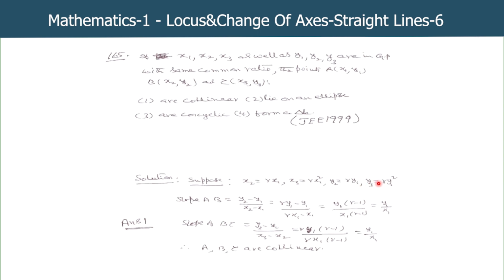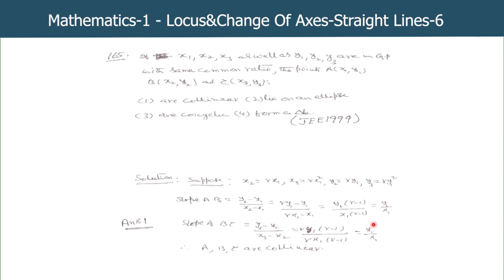So now the slope of AB is y2 minus y1 by x2 minus x1, that is ry1 minus y1 by rx1 minus x1, that is y1 into r minus 1 by x1 into r minus 1, which is nothing but y1 by x1. And the slope of BC, similarly, is y3 minus y2 by x3 minus x2, which is ry1 into r minus 1 by rx1 into r minus 1.